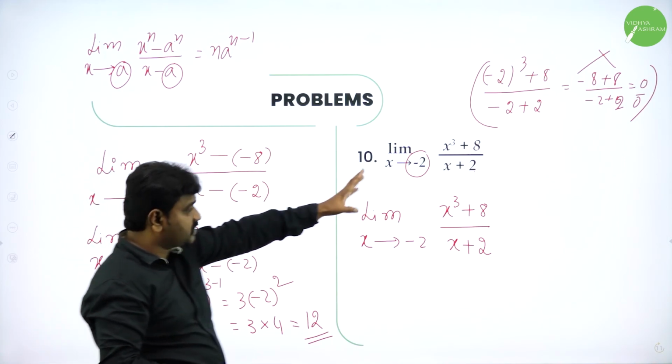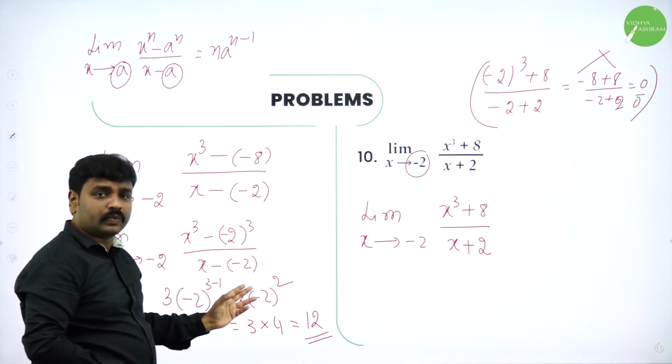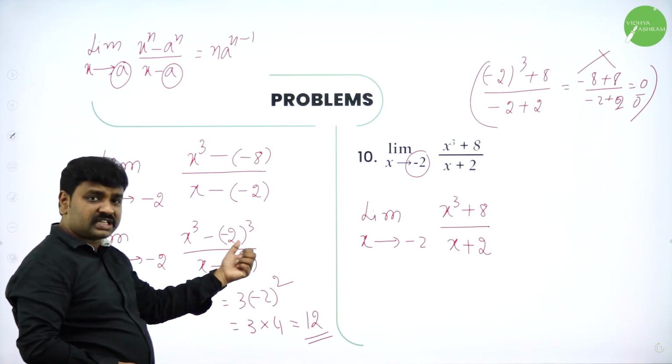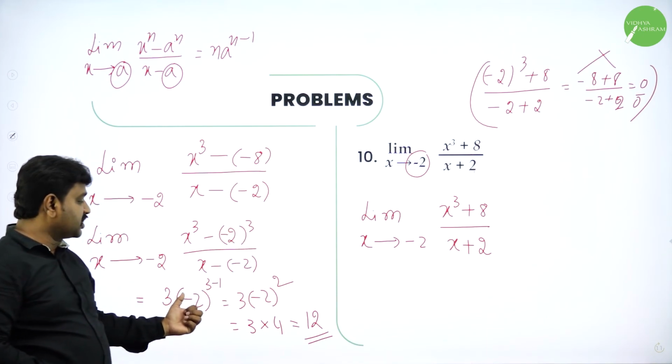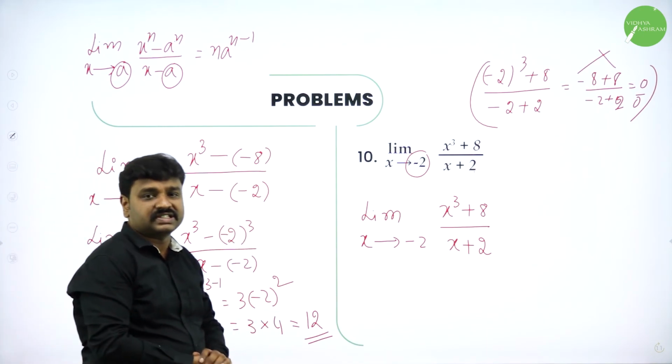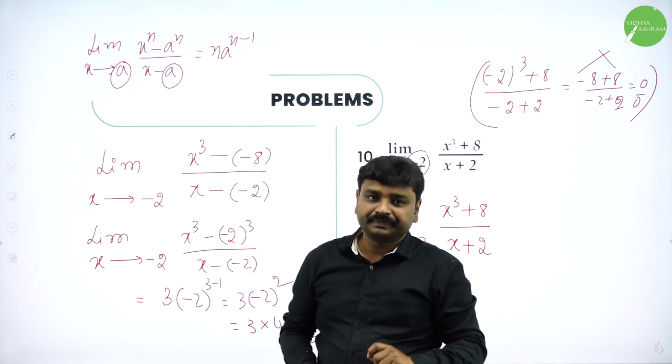Denominator x plus 2 is there. Can I write plus 2 as minus of minus 2? So now it is in the form x power n minus a power n by x minus a. So answer is n into a power n minus 1. N is 3. 3 into minus 2 power 3 minus 1. Simplify, you'll get the answer. I hope all of you got this.